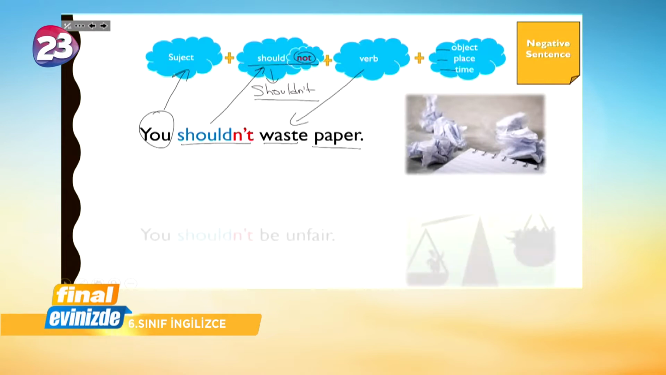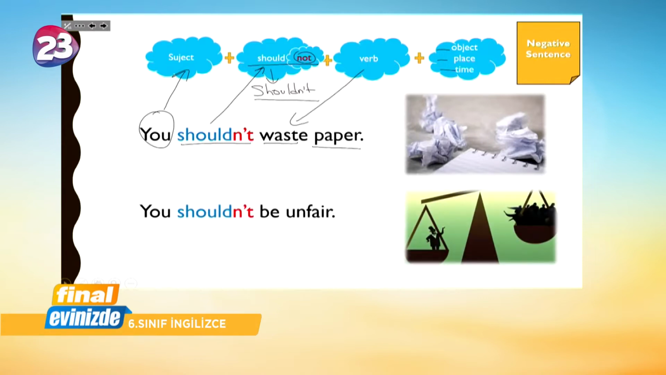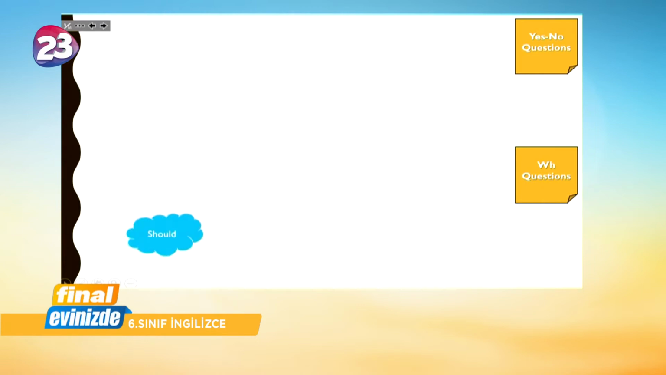Another one, you shouldn't be unfair. You should be fair. As you see here, again, first we have used subject, all right, then shouldn't, then rest of the sentence. Be our verb, and then rest of the sentence. The structure of this is as you see.